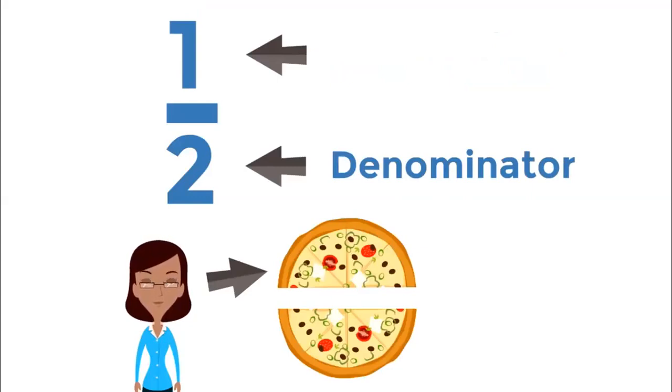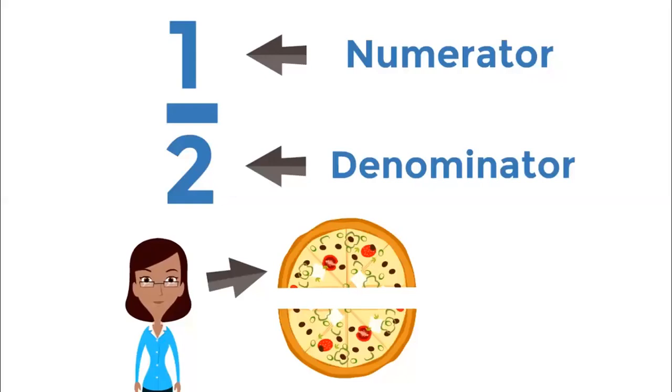The top number is called the numerator. The numerator tells us how many parts we are talking about. In this case, Cindy is having 1 part of the pizza. The other part, of course, is going to Chomsky.